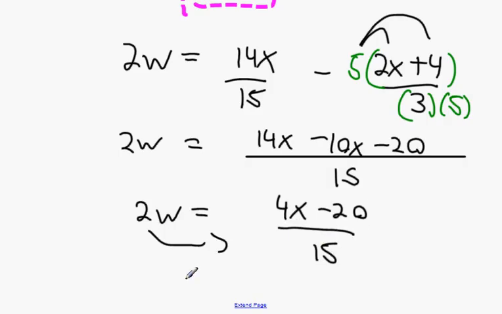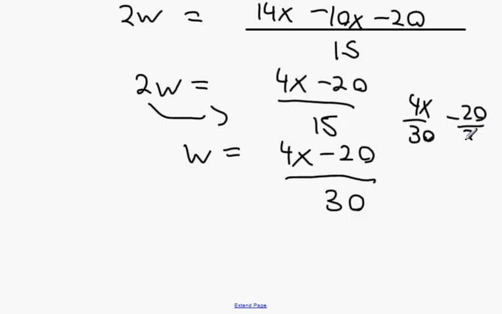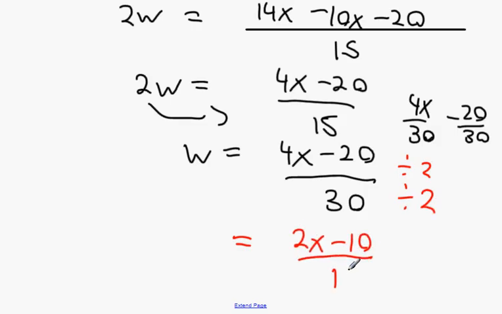You want w on its own, bring down the 2. W therefore is equal to 4x minus 20 divided by 30. Now, what you can do in your calculator is it's the same thing as 4x over 30 minus 20 over 30. So you can divide everything top and bottom by 2 if you want. Divide the top by 2 and divide the bottom by 2. And you'll get 2x minus 10 over 15. That's what w is equal to.